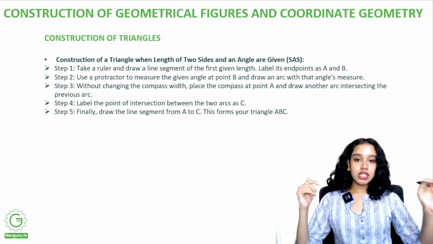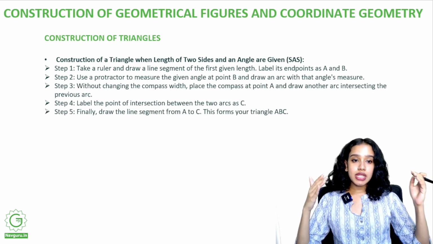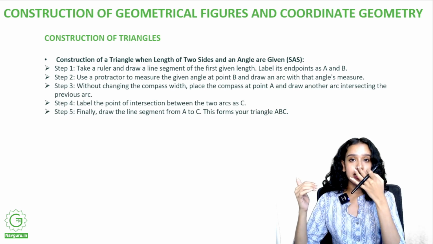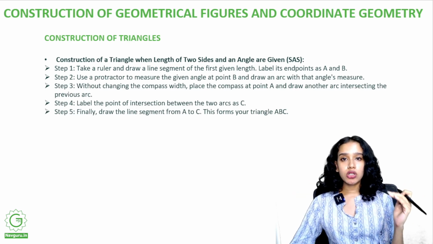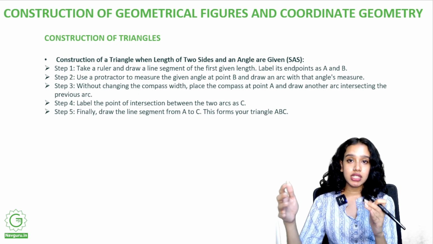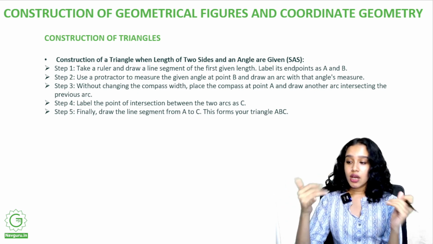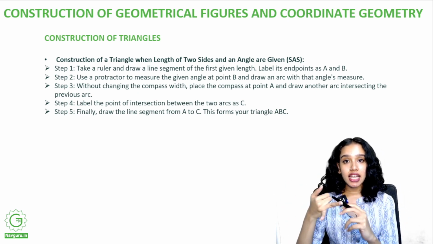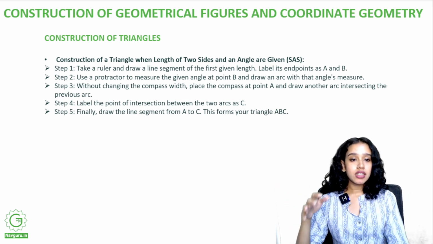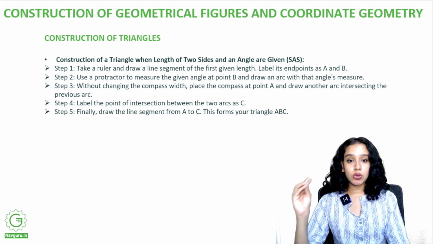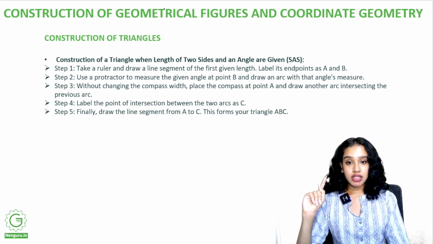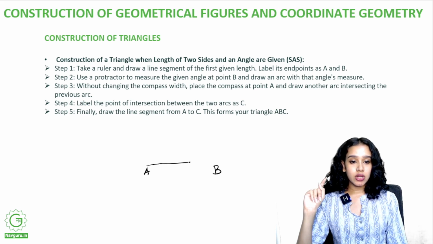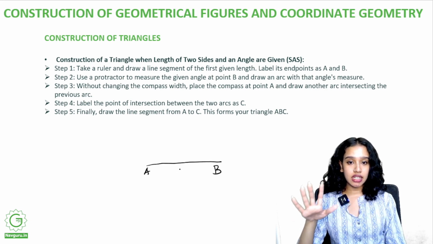Now let's move on to the construction of a triangle when length of two sides and an angle is given. So when we are talking about the congruence of triangle, we have different criteria to say that two triangles are congruent. We have SSS criteria, SAS criteria, ASA criteria, right? Now, here the length of two sides and one angle is given, right? Now, first what we do is, we'll draw a line AB, which is of the given length.